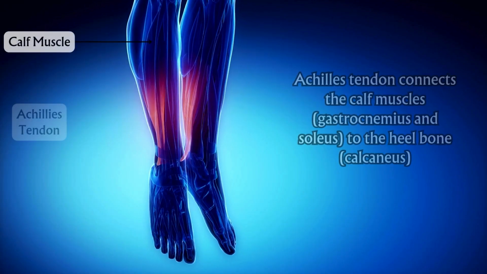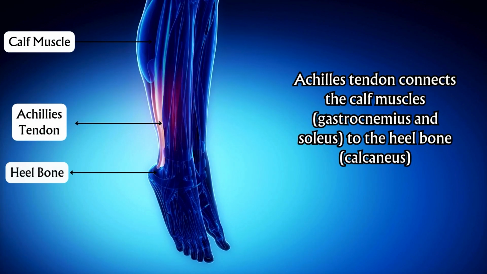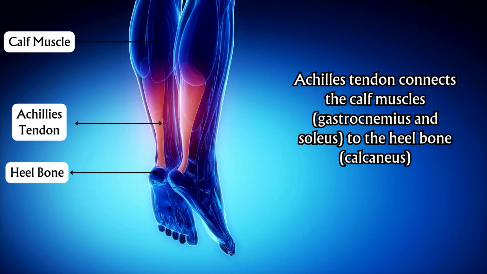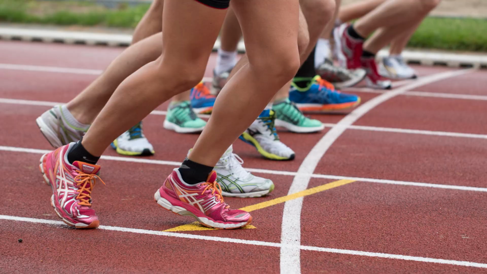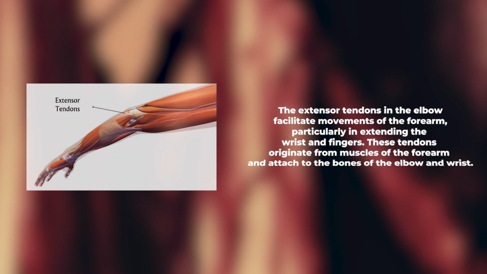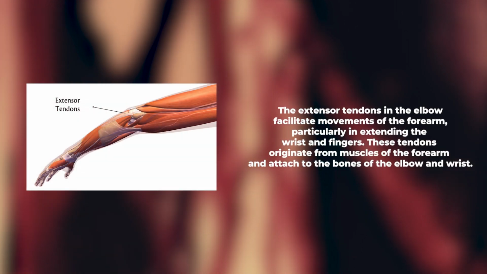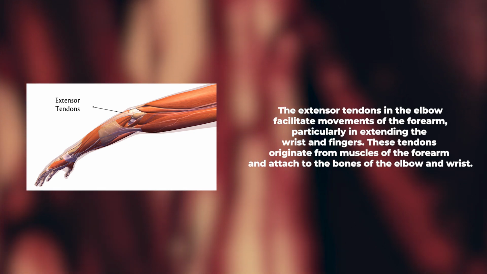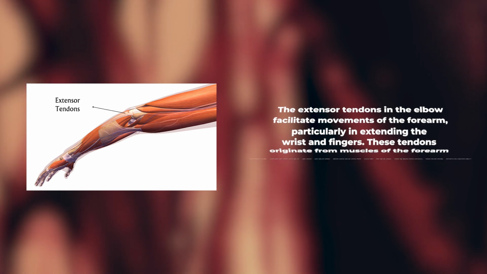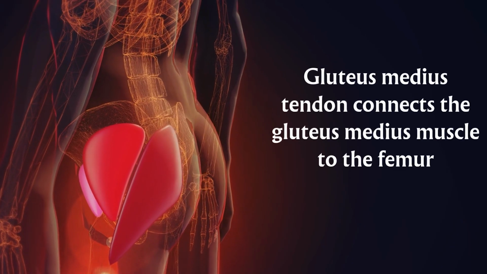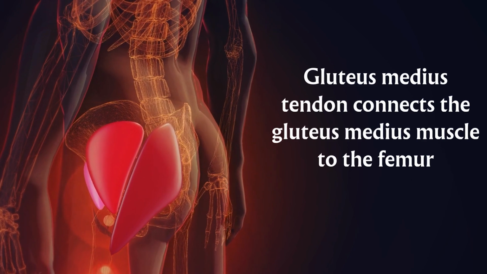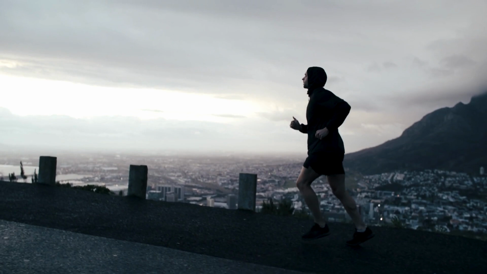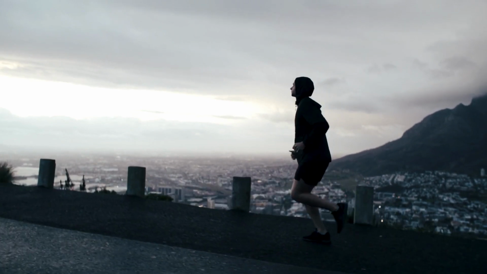The Achilles tendon, which is the largest tendon in the human body, connects the calf muscles, the gastrocnemius and the soleus, to the heel bone, which is the calcaneus, and they play an essential role in walking, running, and jumping. The extensor tendons in the elbow facilitate movements of the forearm, particularly in extending the wrist and fingers, and these tendons originate from the muscles of the forearm and attach to the bones of the elbow and wrist. And finally, the gluteus medius tendon, a critical part of the hip's musculature, connects the gluteus medius muscle to the femur and is vital for stabilizing the pelvis during activities such as walking, running, and standing on one leg.